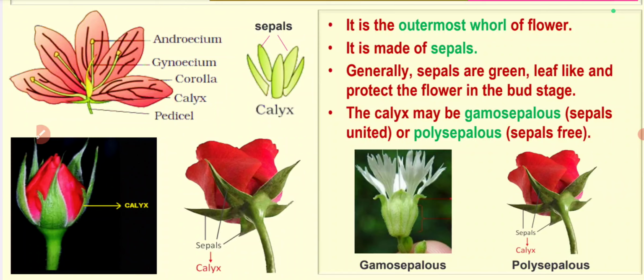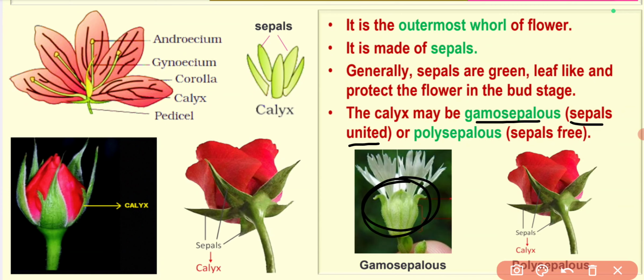The calyx may be gamosepalous, where sepals are united, or polysepalous, where sepals are free. So the calyx may be united like this in the diagram, attached to each other; that is called gamosepalous. Or polysepalous, where sepals are free like this.